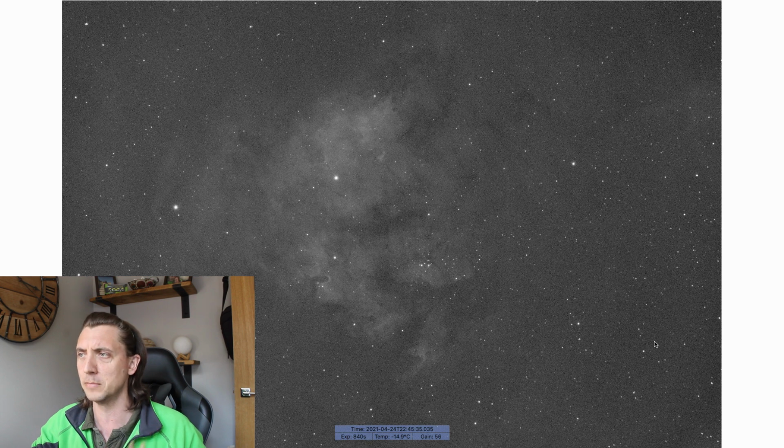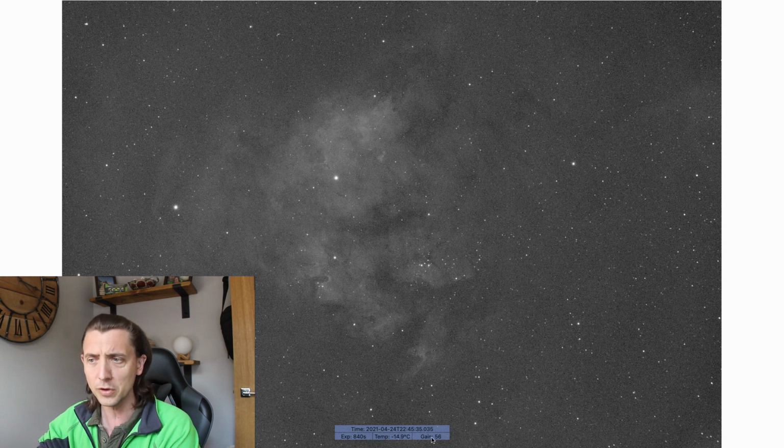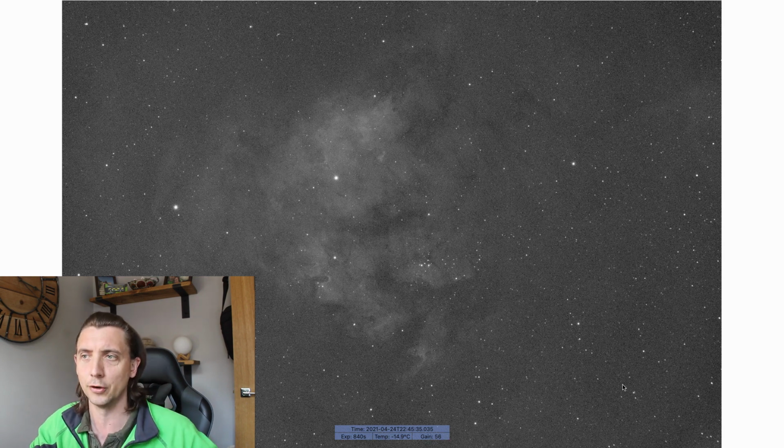There is 14 minutes of that sensor going, as you can see from the time down here, taken at minus 15, with a gain of 56. And the offset I've got set to zero. I don't know why I mistook that. That should be set to about 20 or 25 from what I've read on this camera. So I will try this again at that point.